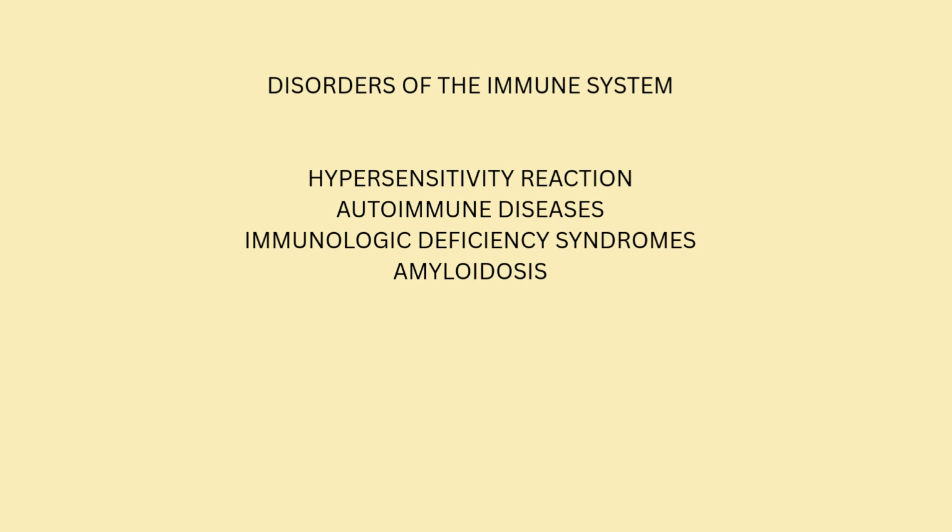Alright, now that we have understood about the cells of immune system, let's learn about the disorders of immune system. There are 4 types of disorders that can occur in the immune system. First is hypersensitivity reaction, which we'll be talking about in detail. Another one is autoimmune disease. Then there is immunologic deficiency syndrome, and the last is amyloidosis.